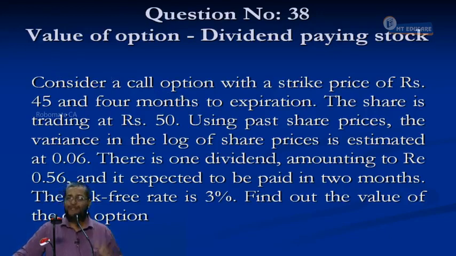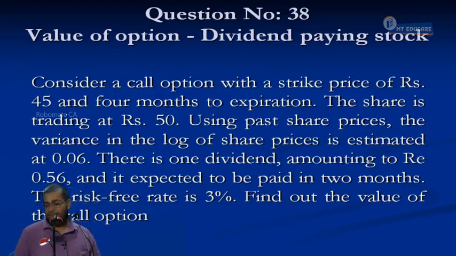What is spot price? 50. What is strike price? 45. What is the term of the option? 4 months. What is the interest rate? 3%. And what is the standard deviation? What is standard deviation? They have given us the variance. Yes or no?